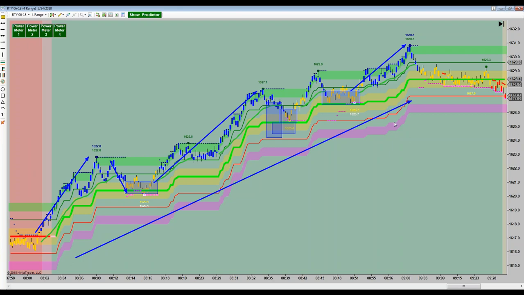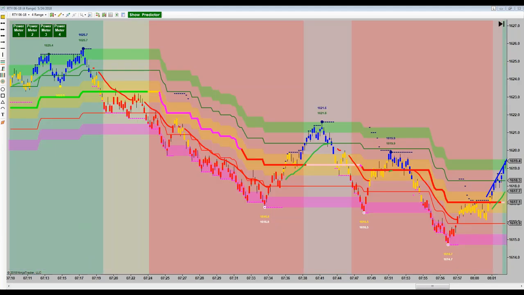Let's do the exercise again. Russell, earlier in the morning, from about 7 o'clock till 8. Ready? 5 seconds on the clock. We're going to do the exercise again. We're going to do a few more of these, and we'll do it on gold and we'll do it on 6B.